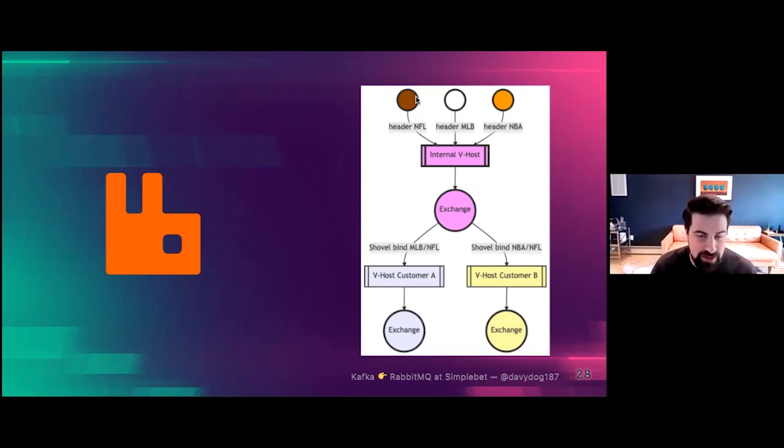So at the top, you're seeing all of the data that we're producing, and that data gets produced with different headers, and it gets published into an internal exchange on an internal vHost. And then we have shovels that bind on the particular data that we want our customers to get. So maybe we have Major League Baseball who only wants baseball data. So we'll bind in a fanout exchange a shovel that is bound to MLB. And then MLB data will flow into their exchange in their customer-specific vHost. And they can bind their own queues and filter the data even more if they so choose.